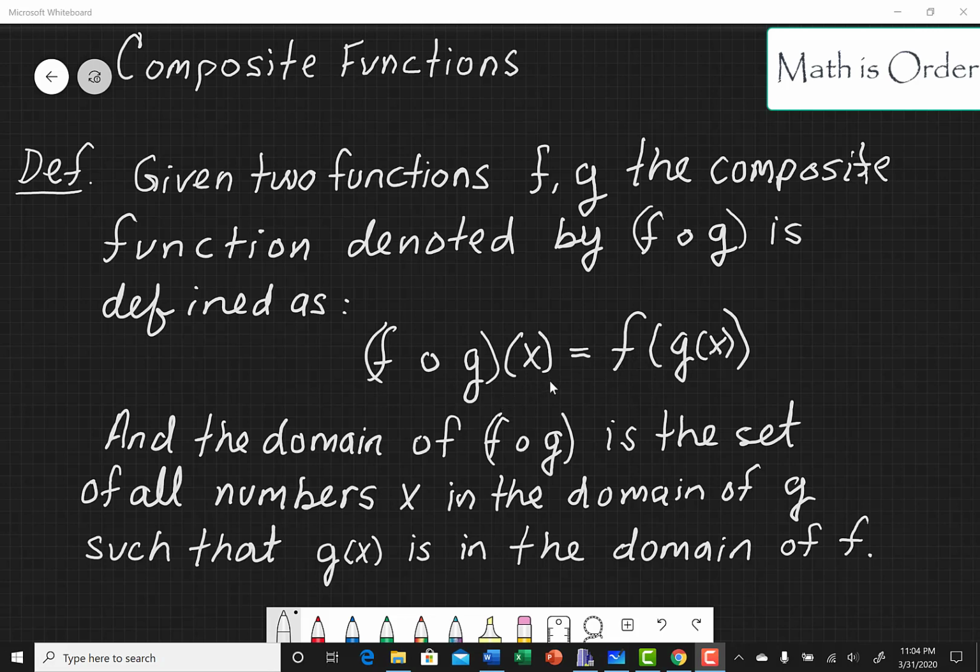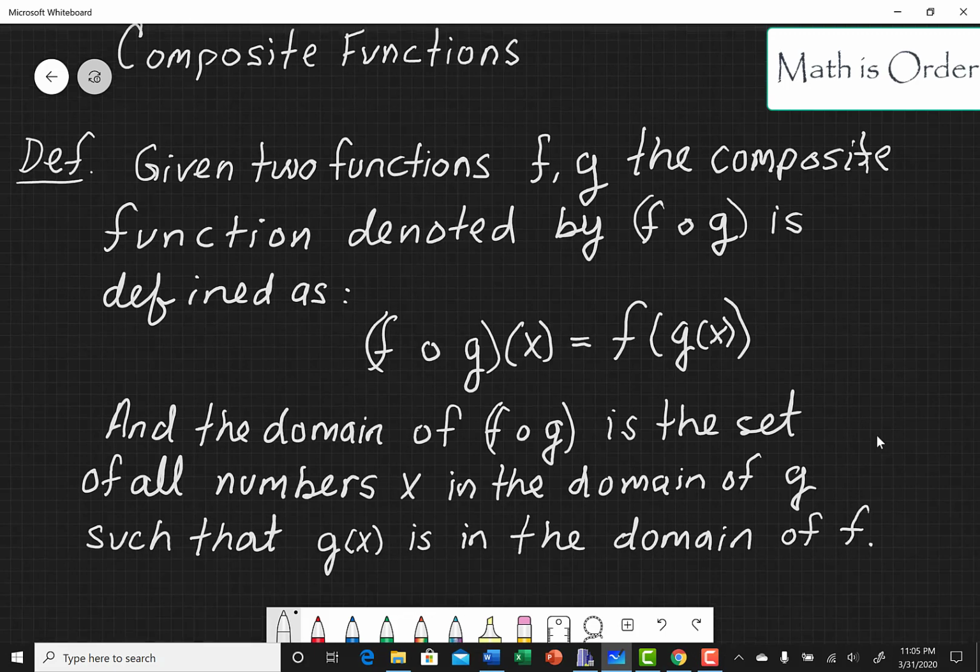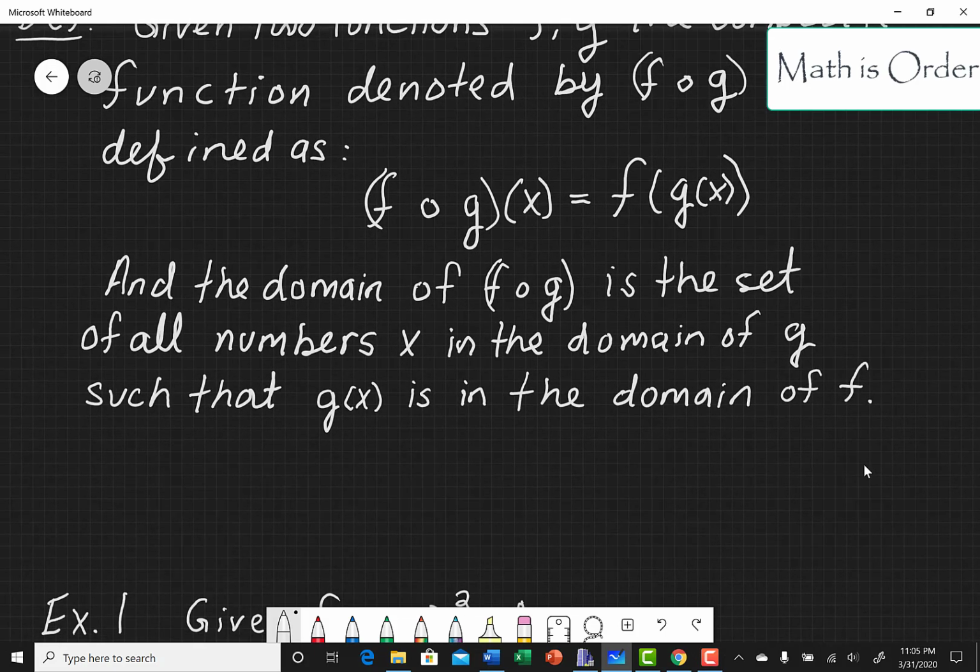I like to think of this as, instead of putting an input, say x, into a function, say f, we're putting a whole entire function in as an input into another function. Right? And the domain of f composed with g is the set of all numbers x in the domain of g, such that g(x) is in the domain of f. Now, let's look at a few examples of this.